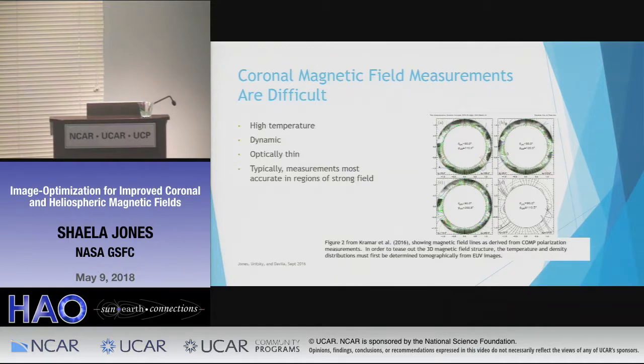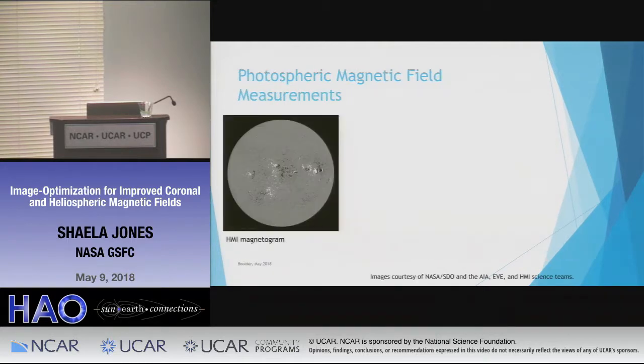And so this is an example of some work done by Maxim Kramer in 2016, where they tried to take comp data, which, as you know, is a line of sight integration of the magnetic field signal, and they tried to tomographically reconstruct the coronal magnetic field. But in order to do that, they have to also tomographically construct the density and temperature structure, which introduces an extra source of uncertainty.